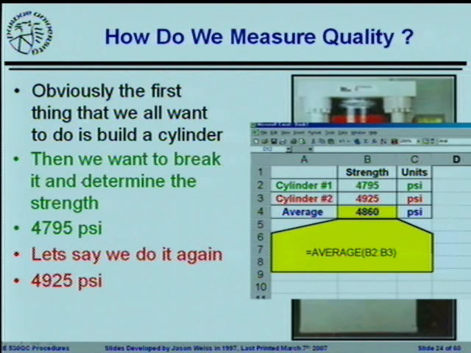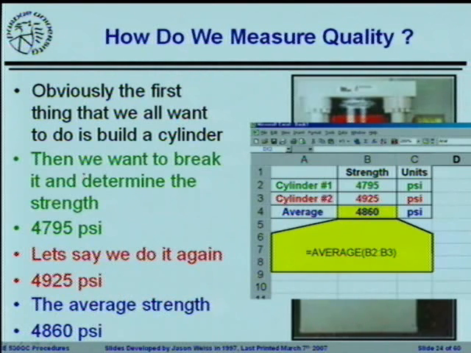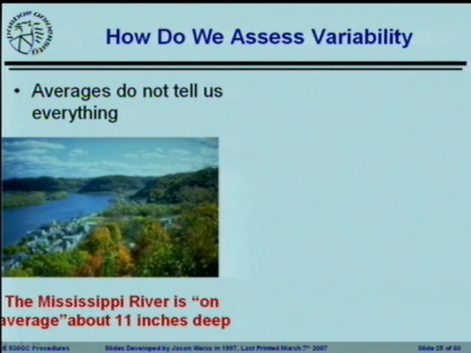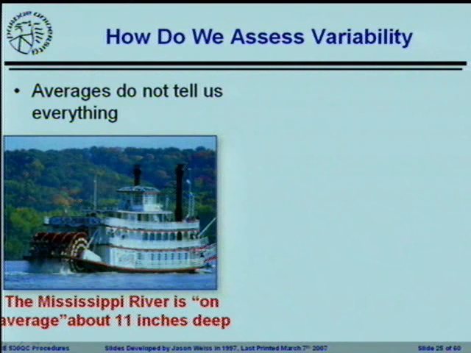We finished this up now. What do we do with this information? Well, what I would say is the average strength tells us something, but it doesn't tell us everything. And averages can be somewhat misleading. Here we see a picture of the Mississippi River. On average, the Mississippi River is 11 inches deep. If you own a paddle boat, that information doesn't help you out an awful lot.